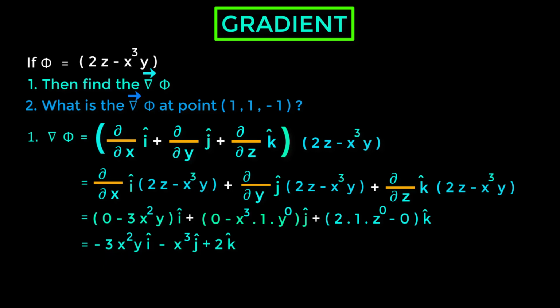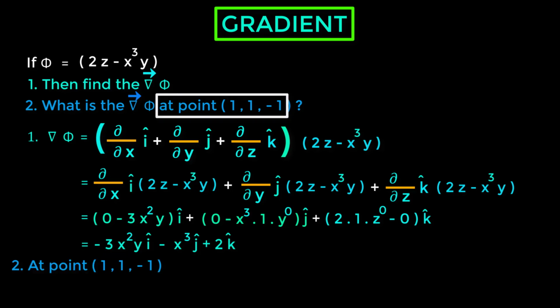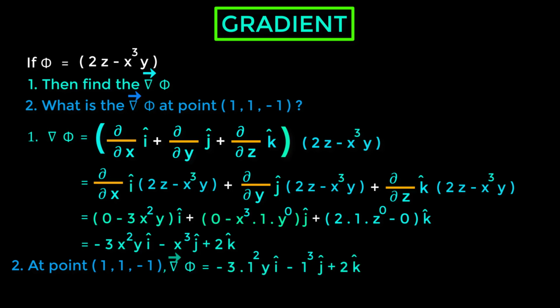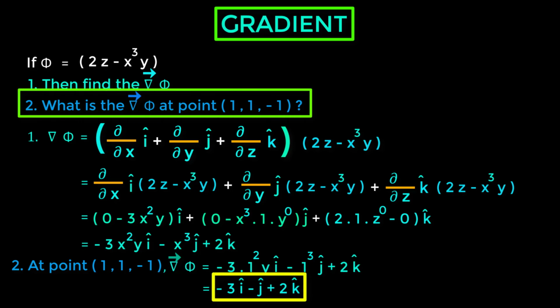our answer. Therefore, we can write at point (1, 1, -1), the gradient of phi equals -3 times 1 square y i cap minus 1 cube j cap plus 2k cap. That is -3i cap minus j cap plus 2k cap. This is our answer for the second question.